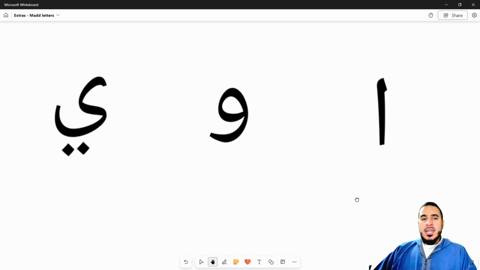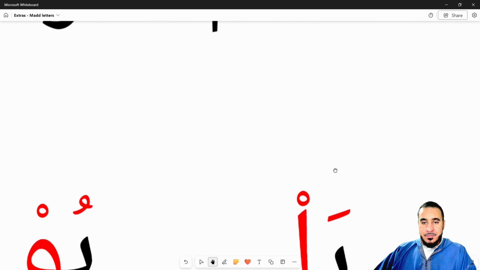It's also very important to know that the alif is used to lengthen the fatha sound on the letter before it. The waw is used to lengthen the dhamma sound on the letter before it. And the ya is used to lengthen the kasra sound on the letter before it. So let's look at some examples.